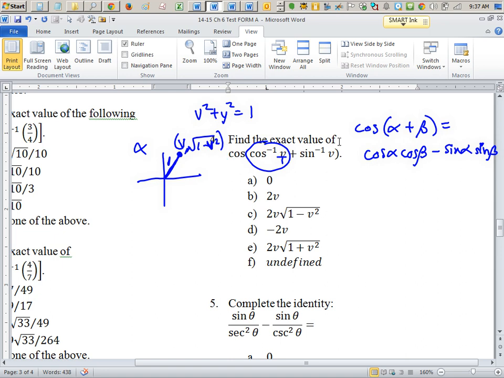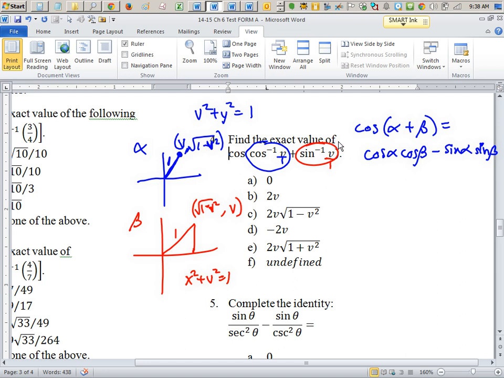And let's draw a picture for this second one. I guess sine is now v, so it looks like this for my beta picture. Sine is now v, so that means the opposite is v, or the y is v, and the r is 1. And writing down x squared plus v squared equals 1 tells me that this is the square root of 1 minus v squared. So these are awkward diagrams, but they are perfectly sufficient to solve the problem.